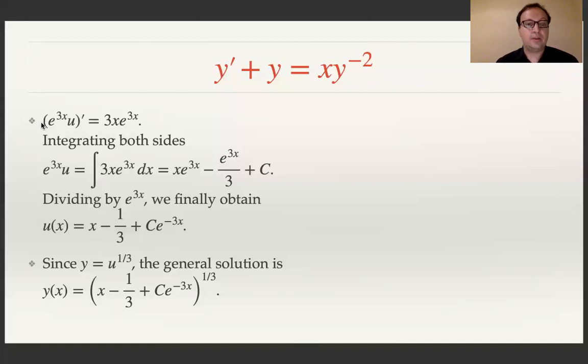So the equation has become (e^(3x) u)' = 3x e^(3x). We integrate both sides as a function of x. On the left-hand side, the integral of the derivative is just what was under the derivative, so it's just e^(3x) times u without the prime. And on the right-hand side, we have to compute the integral of 3x e^(3x).